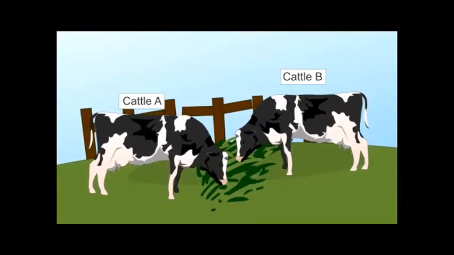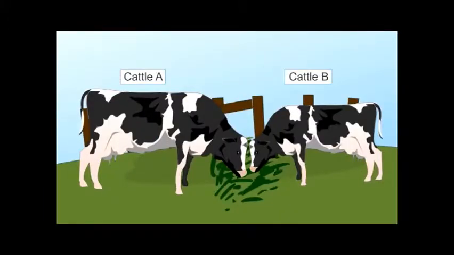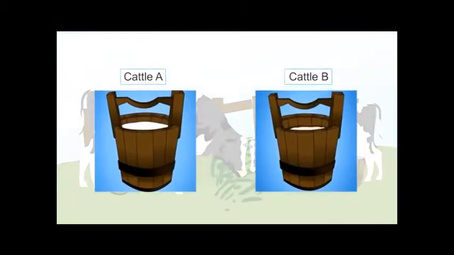Another example of the advantage of genetic engineering is in the cattle farm. The economical value of these dairy cattle can be raised by injecting a kind of hormone called the bovine growth hormone. This hormone influences the cattle's genes, making them grow bigger and produce more milk compared to those not given the hormone.